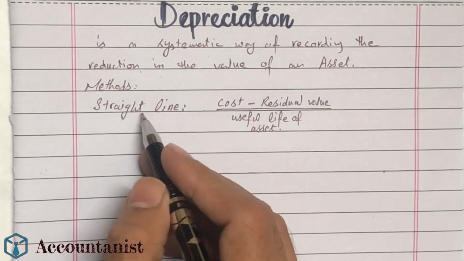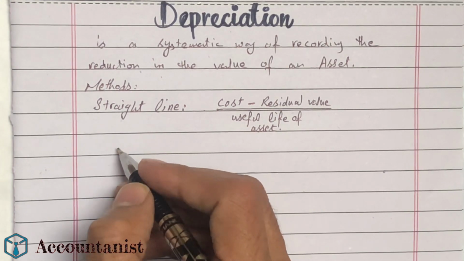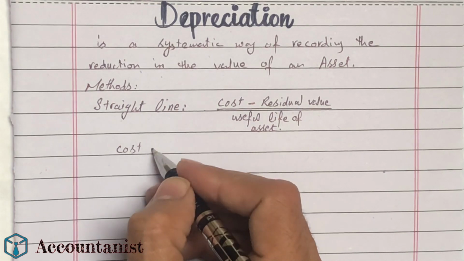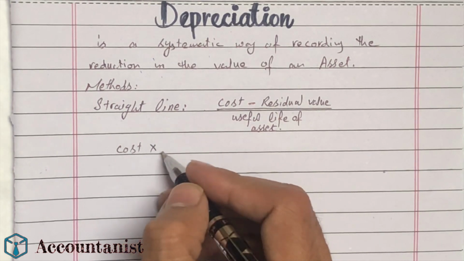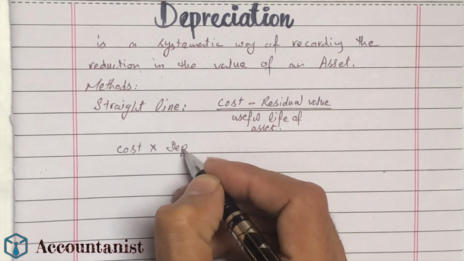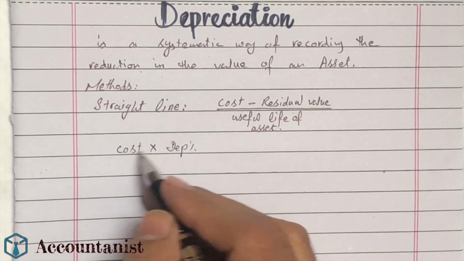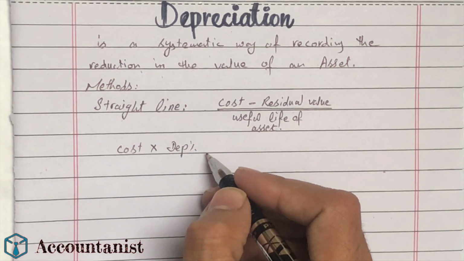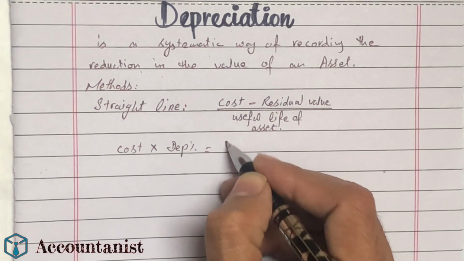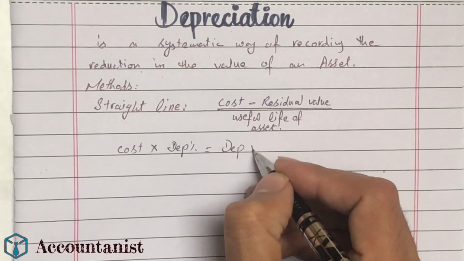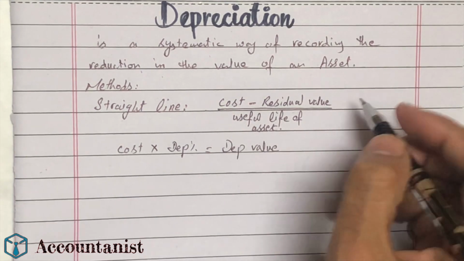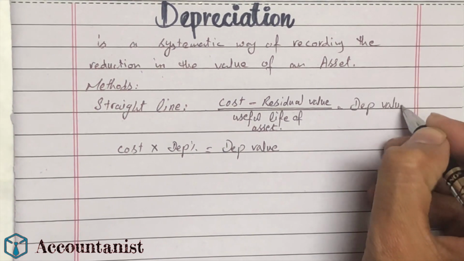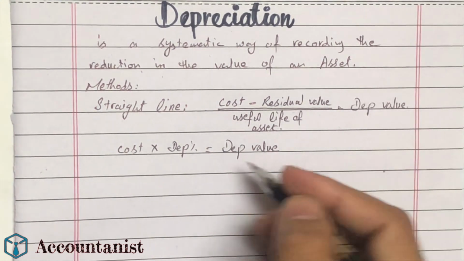In the straight line method, the second way is, we take the cost value and get the depreciation by multiplying with the depreciation percentage. So cost multiplied by the depreciation percentage will give us the depreciation value. This can be a way to calculate the depreciation of an asset.